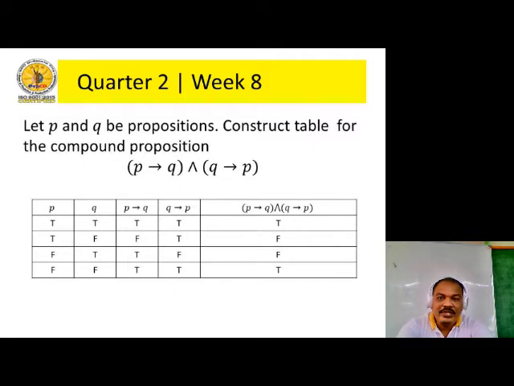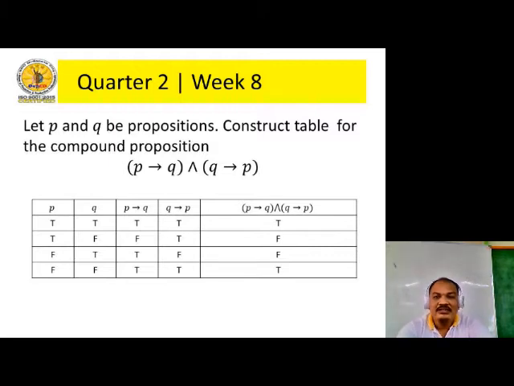Now, if you reverse, Q will become your hypothesis and P will become your conclusion. So true, true will become true. True, false: the hypothesis is true and the conclusion is false, therefore the statement will become false. Next, false, true: the conclusion is true, therefore the statement will become true. Both of them are false, false, false, will become true.